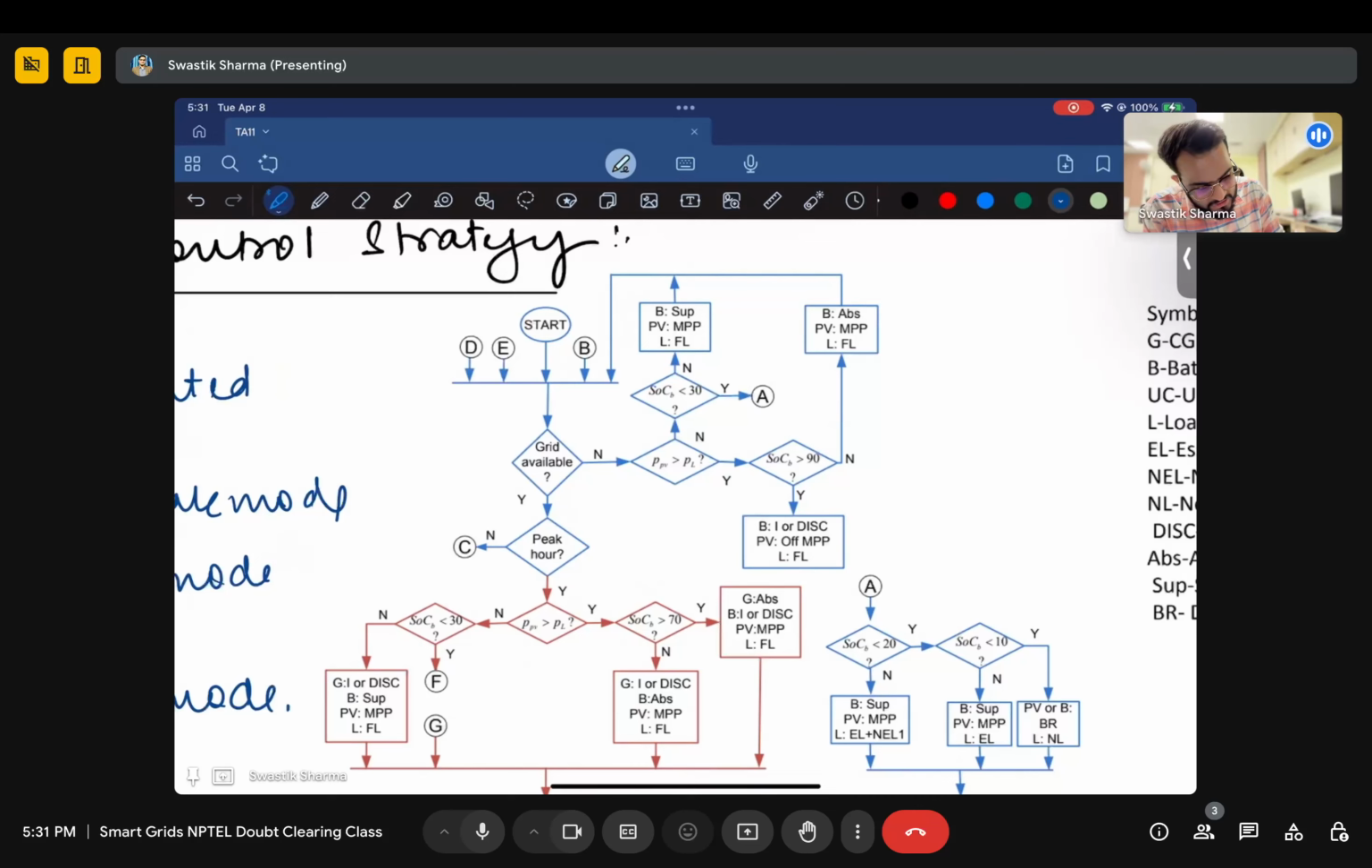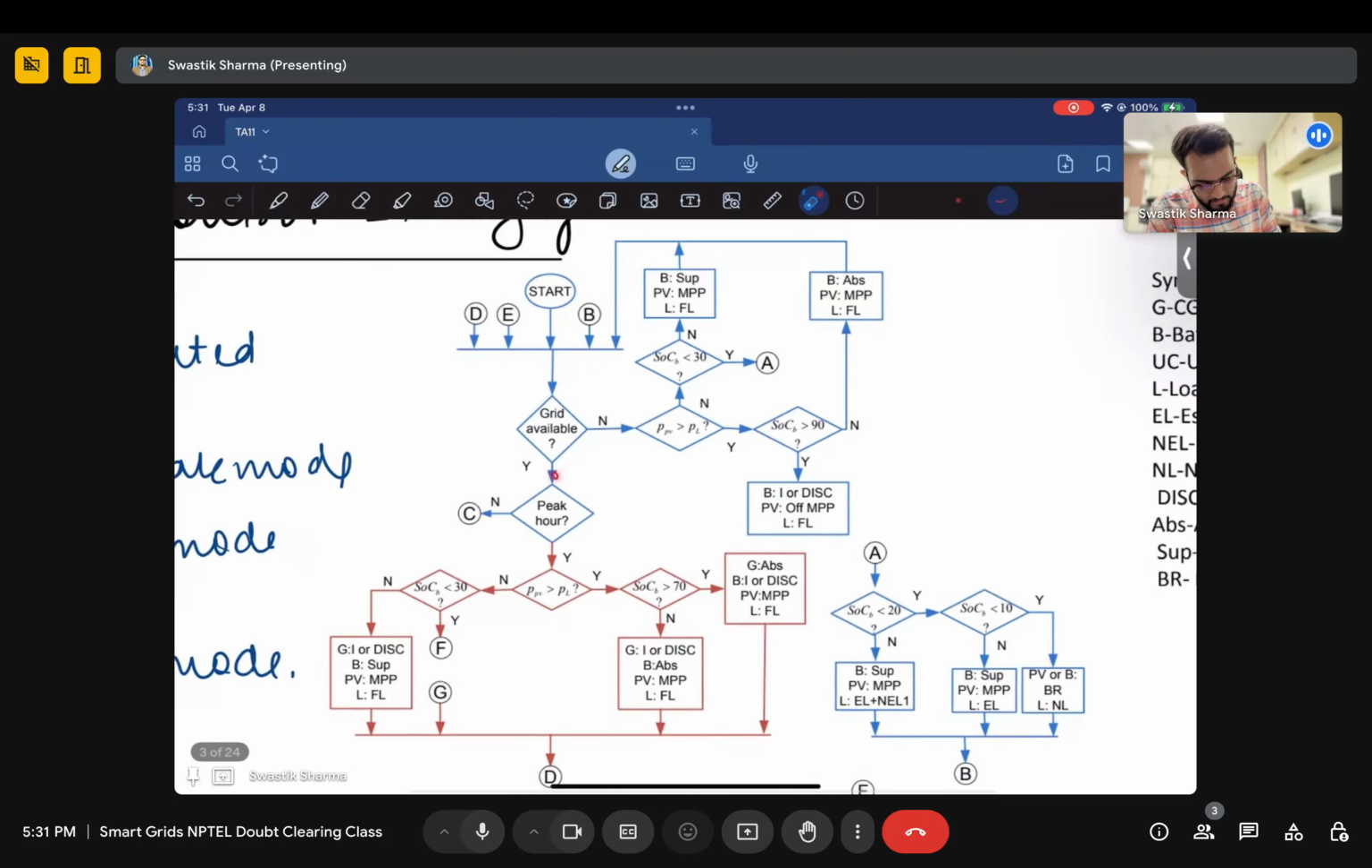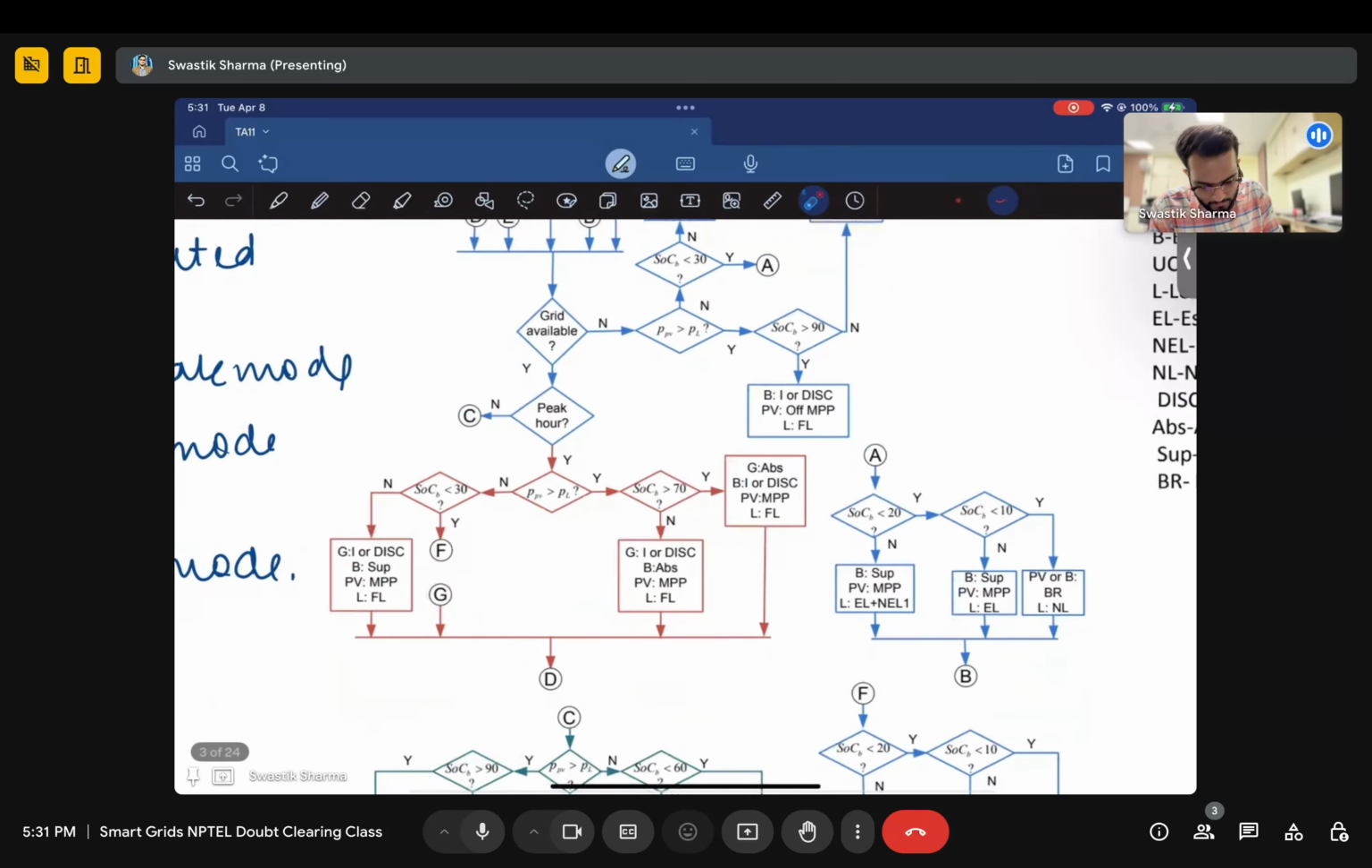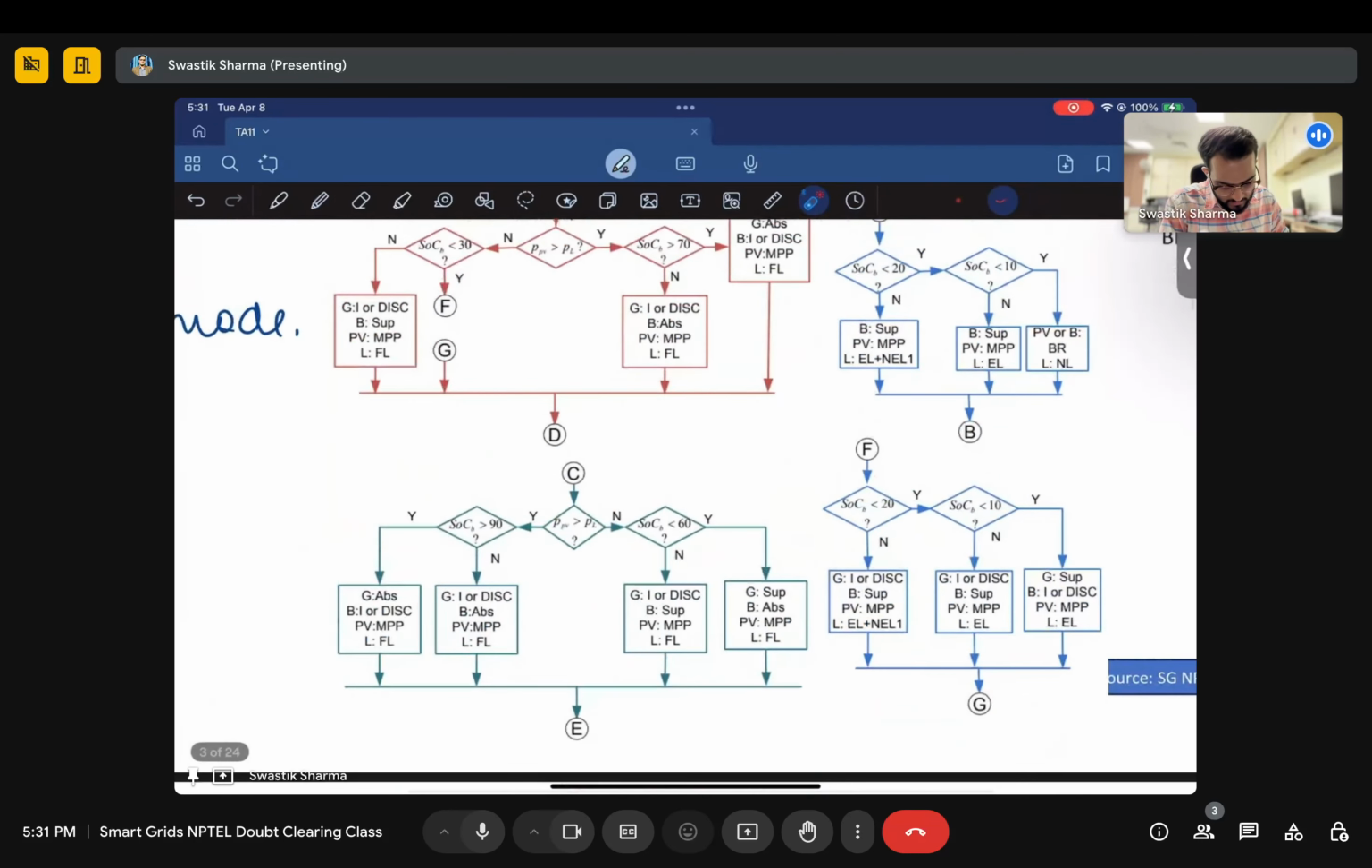So the first thing you check when you start is whether the grid is available or not. If the grid is available, you then check if it is a peak hour mode or not. If it's not a peak hour mode, you move to C. And what is C? This. When it's not a peak hour mode, what does that mean? That the grid has available power. Now, if the grid has power, will you be exchanging it directly without checking how much your resources are? No, right? So what you do is you check if the generation you have is greater than load. Let's say the generation is greater than load.